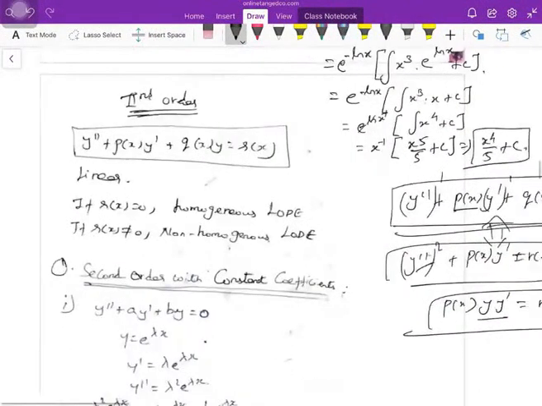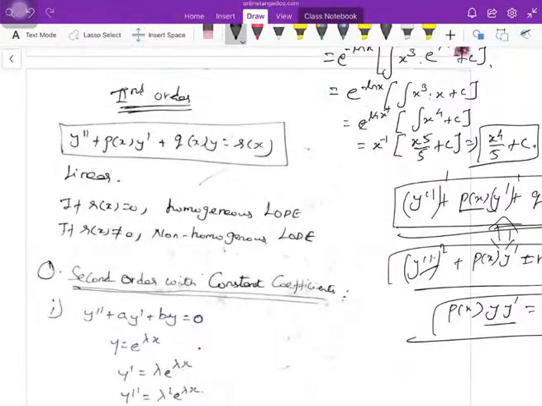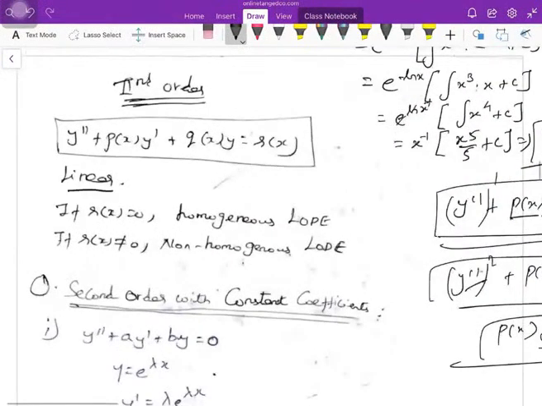Now we know this is a linear equation, because the power of all the dependent variable terms is 1. On the RHS, if it is 0, then it is a homogeneous first order linear, second order linear equation. If r of x is non-zero, then it is a non-homogeneous linear ordinary differential equation. If r of x is 0, it is a homogeneous linear ordinary differential equation. If r of x is not equal to 0, it is a non-homogeneous linear ordinary differential equation.